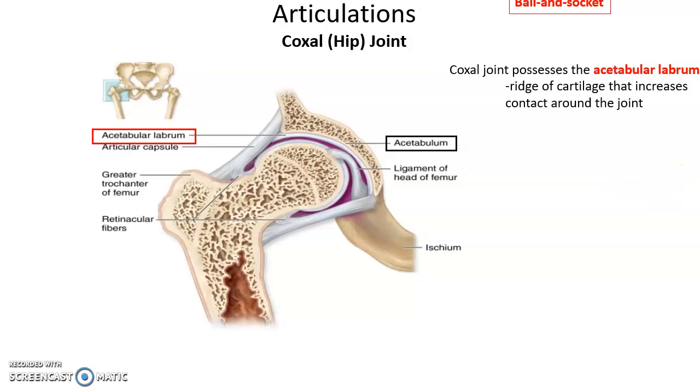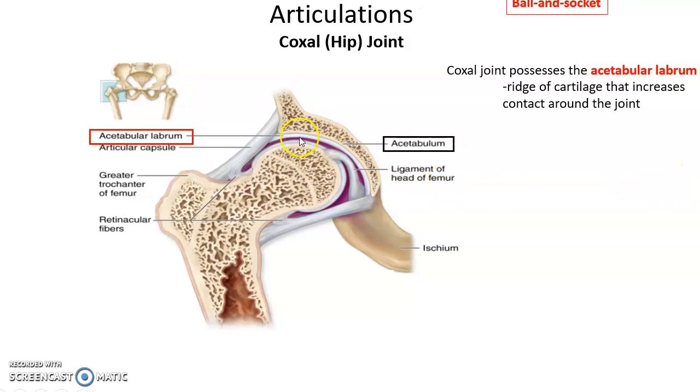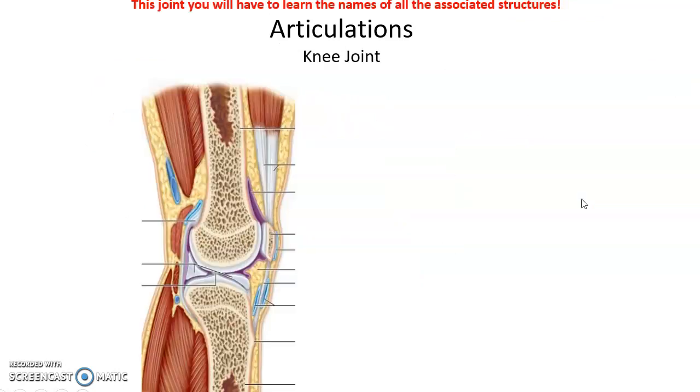There is also a labrum. So there's an acetabular labrum. This is a little extra bit of cartilage that goes all the way around the depression, the acetabulum, as it were. That increases the ridge, increases the contact between the two bones, the joints, more strongly connected together because of the acetabular labrum, the extra bit of cartilage going around the top of the acetabulum.